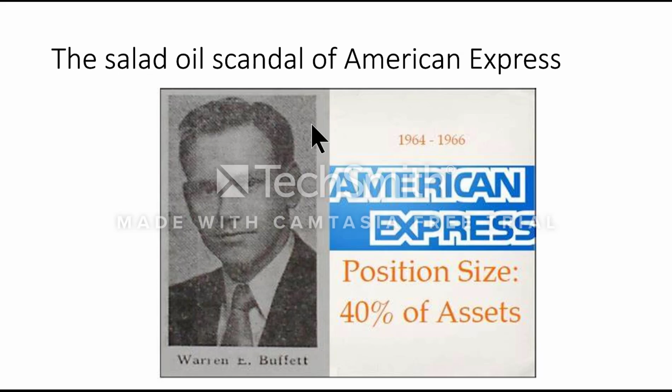But if you read Warren Buffett's autobiography, you will understand that basically he credits this one solitary trade, putting 40% of all of his fund's assets into American Express, to launching him to where he is today. And it was about a 20-fold profit that he made on that trade.